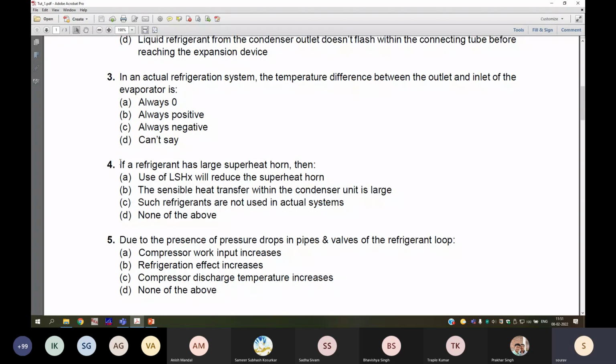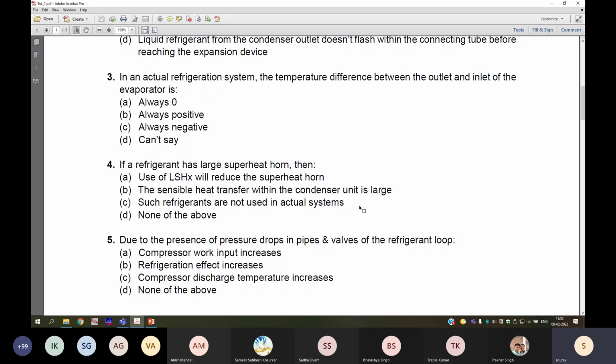Now, refrigerants which have large superheat horn are not used in actual systems. True or false? I gave you an example of ammonia. I think nobody cared to look at that question. I asked you to perform an analysis of a standard refrigeration cycle. Let's say you use R134a as one refrigerant and ammonia as the other. Ammonia has a very large superheat horn. I asked you to check the temperatures that you get, the amount of heat transfer, and all the cycle performance parameters. Please do that.